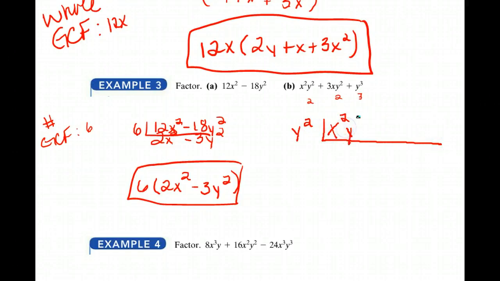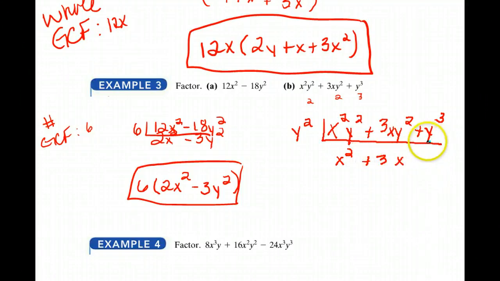So we have x squared y squared plus 3xy squared plus y cubed. And start that upside down division process. X squared y squared divided by y squared leaves us with x squared. 3xy squared divided by y squared leaves us with 3x. Y cubed divided by y squared leaves us with just 1y.